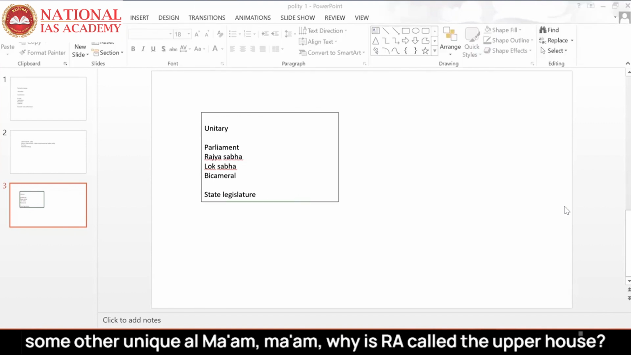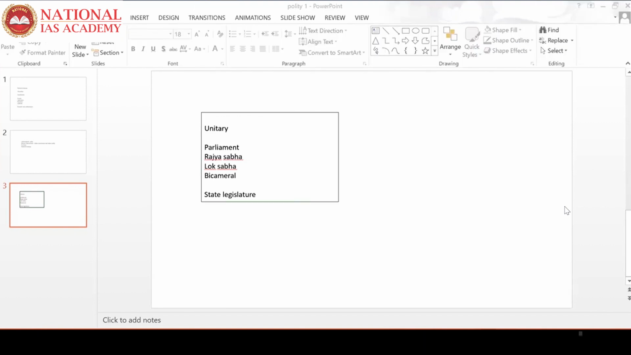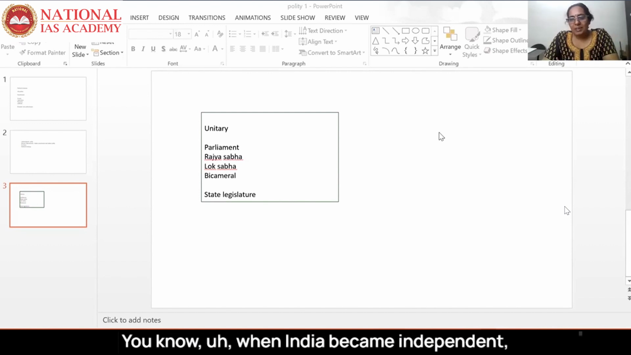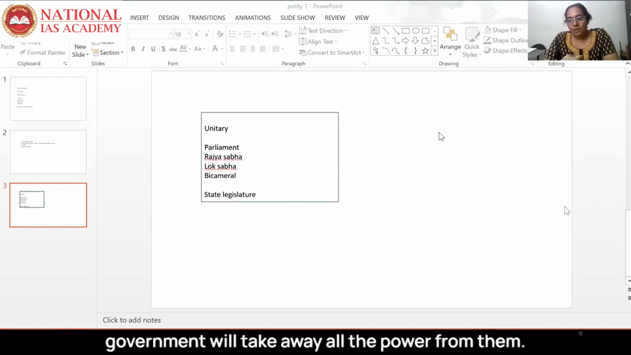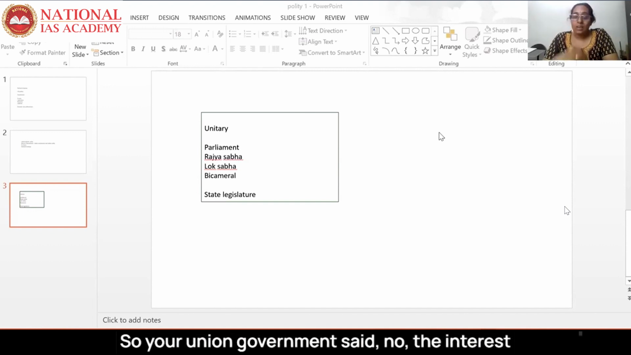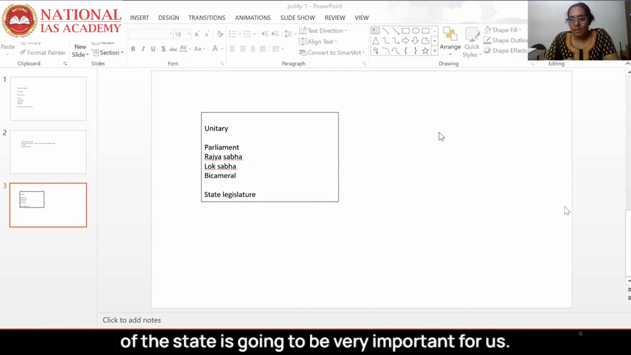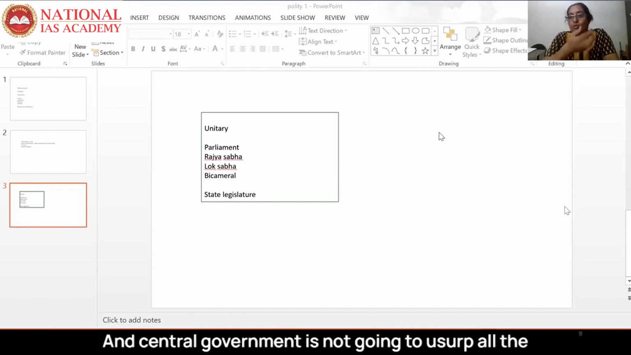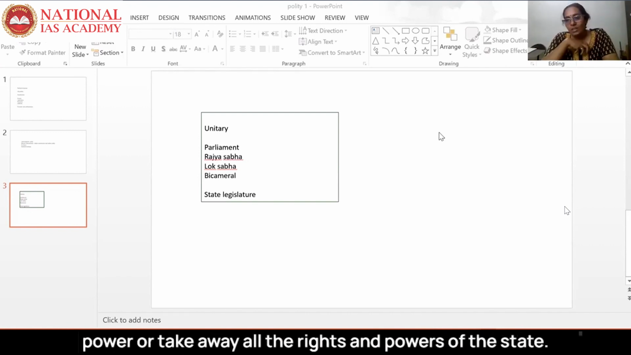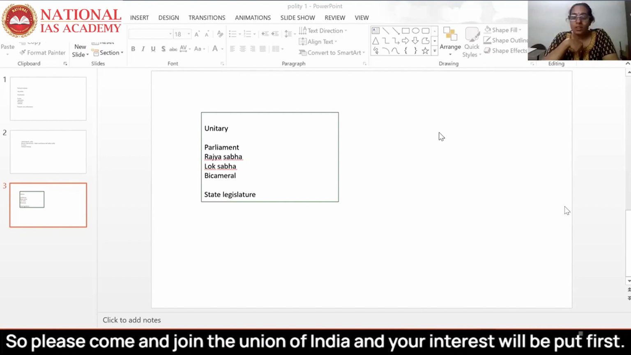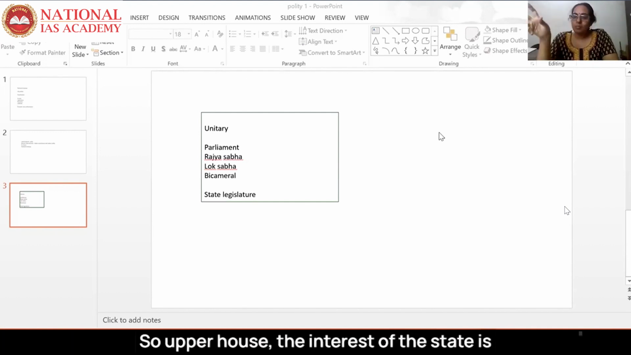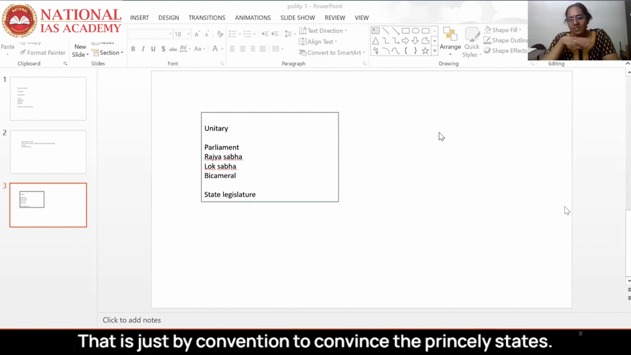See, why is Rajya Sabha called the upper house? When India became independent, princely states were not willing to join. They said that the union government will take away all the power from them. So the union government said, no, the interest of the state is going to be very important for us, and the central government is not going to usurp all the power or take away all the rights and powers of the state. So please come and join the Union of India, and your interest will be put first. So in the upper house, the interest of the state is put first and then the national interest. That is just by convention, to convince the princely states.